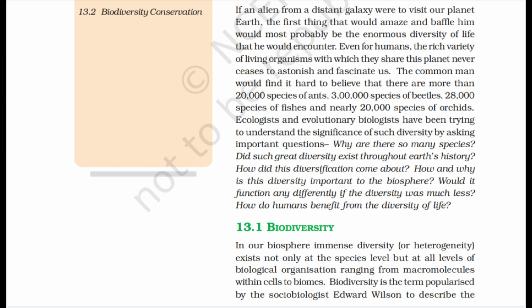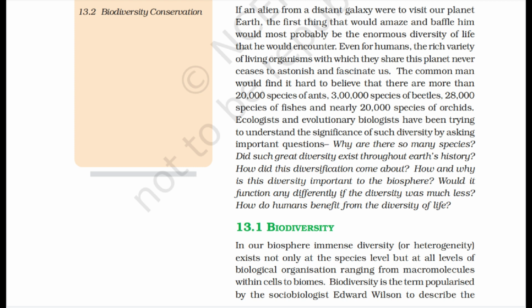Ecologists and evolutionary biologists have been trying to understand the significance of such diversity by asking important questions. Why are there so many species? Did such great diversity exist throughout Earth's history? How did this diversification come about? How and why is this diversity important to the biosphere? Would it function any differently if the diversity was much less? How do humans benefit from the diversity of life?